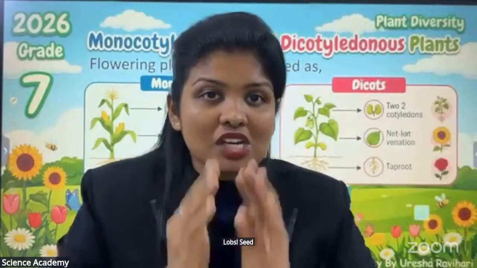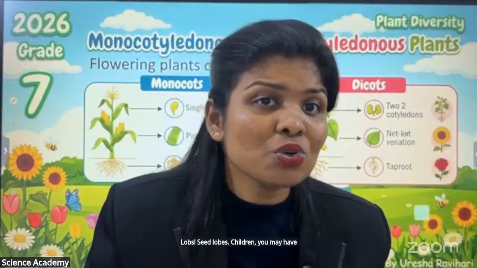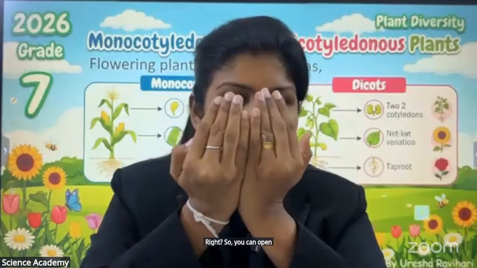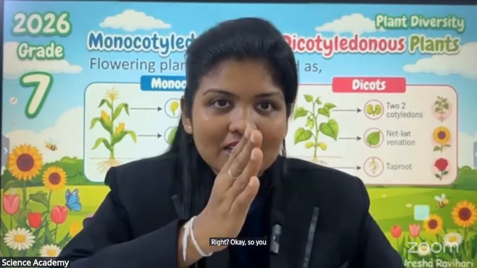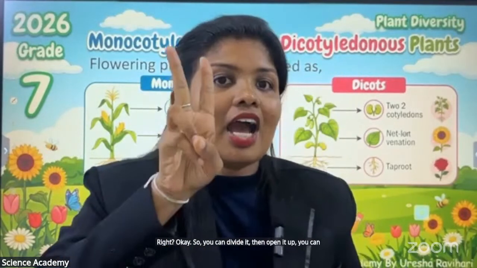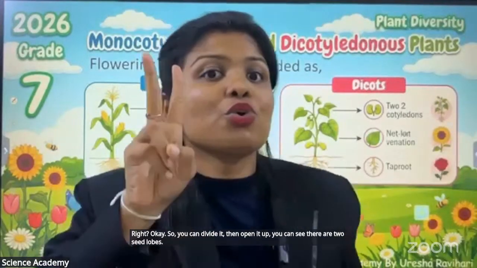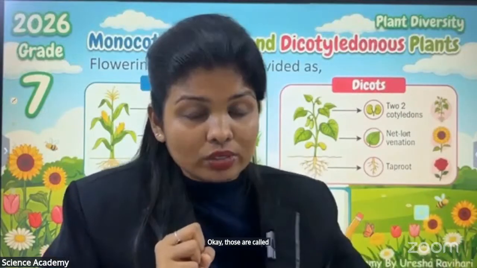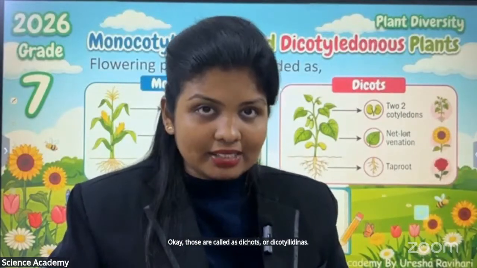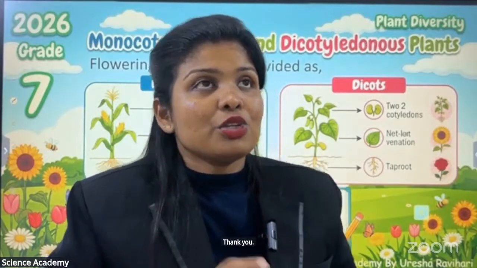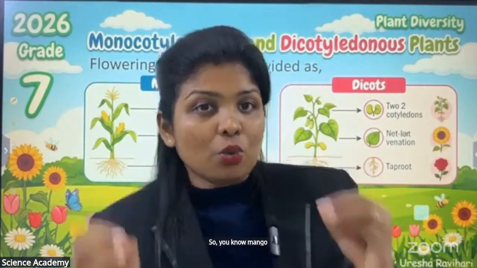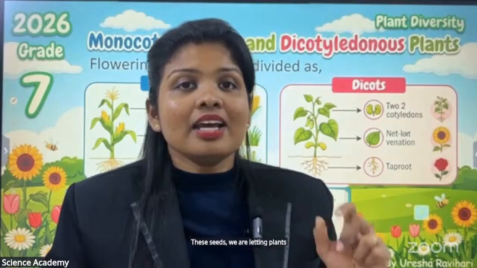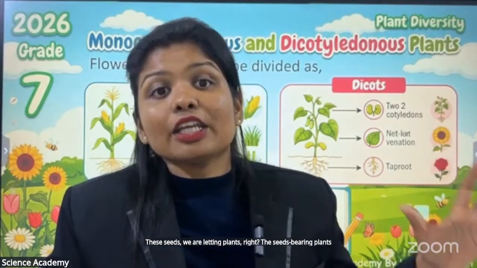Children, you may have seen cashew seeds, right? You can divide it and open it up. You can see there are two seed lobes, two cotyledons. Those are called dicots or dicotyledonous plants. So you know mango, cashew, guava, right? These seed-bearing plants are dicots.